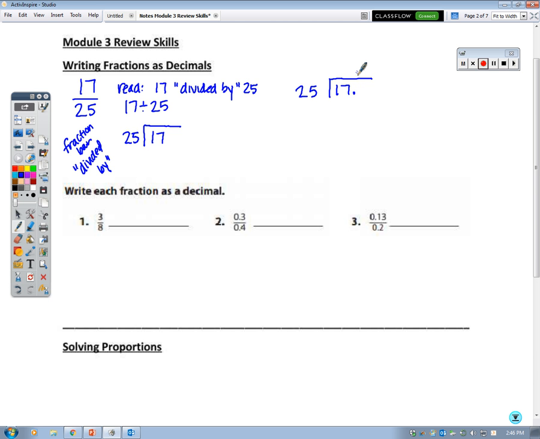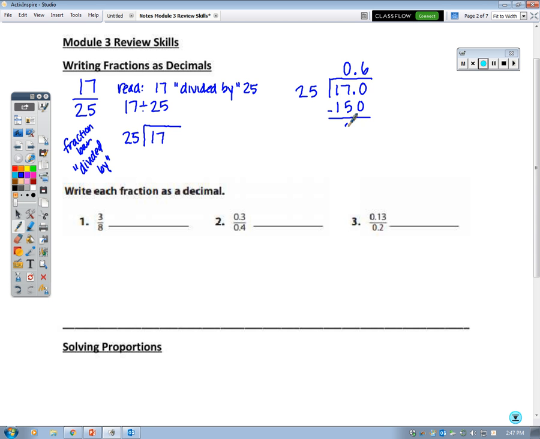Since 17 is smaller than 25, we know that we are going to have to add a decimal, and make sure you carry that decimal up. Proper notation is to put that 0 in front of the decimal, and then I'm going to add a 0 here. Now I'm thinking 17 becomes 170, and I want to see how many times 25 goes into 170. Well, that would be 6 times. 6 times 25 is 150, and you guys can be pausing and doing this and then checking your answer as we go through, or you can be doing this with me.